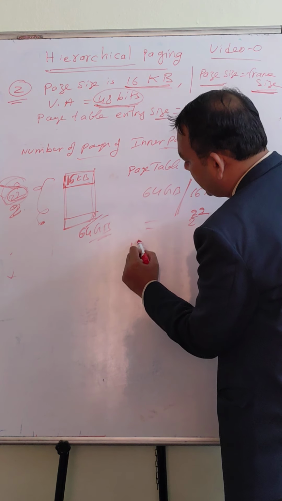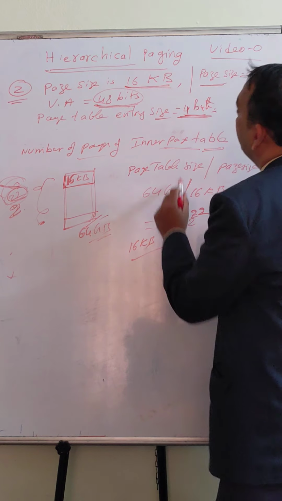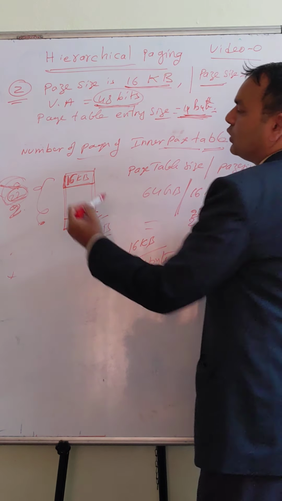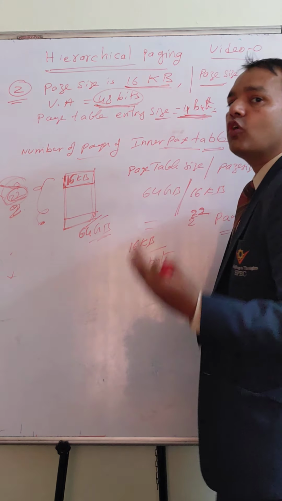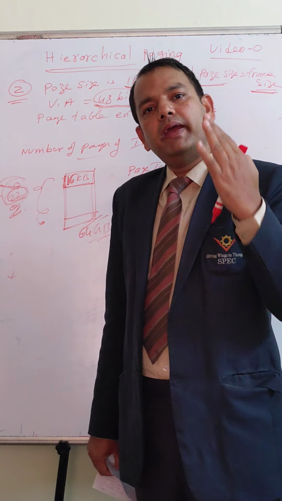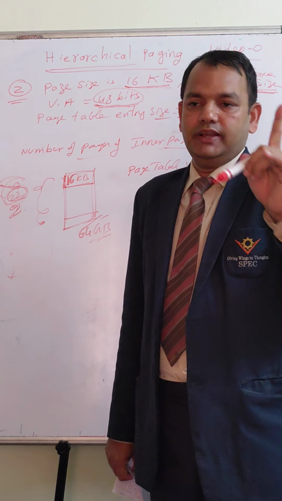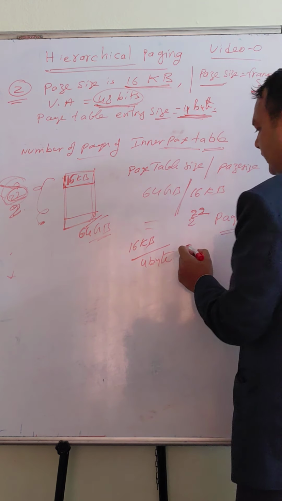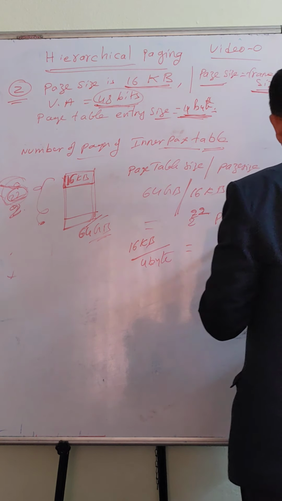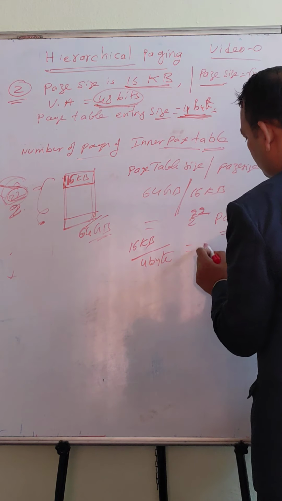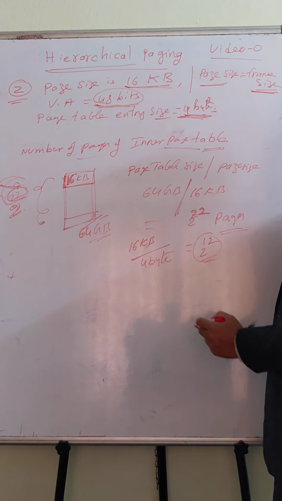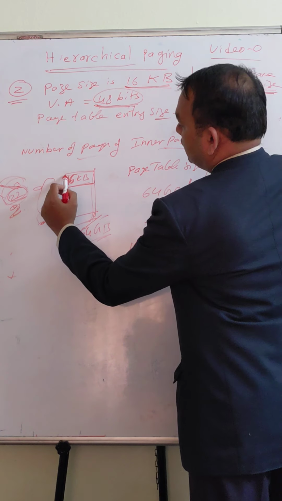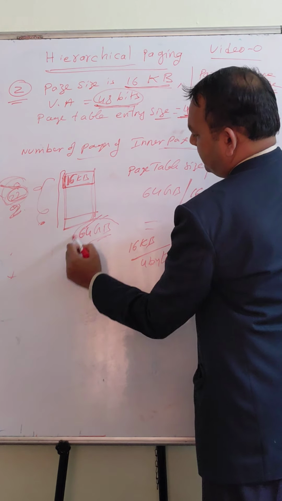For that, the 16 KB is divided by 4 bytes, because one location is 4 bytes. All 4 bytes represent one location only. That is why we are dividing 16 KB by 4 bytes. Then we get 2 power 12 entries. This is 2 power 12 entries. 2 power 12. See that? This is a big page table.